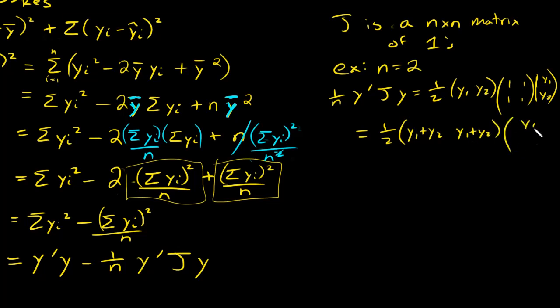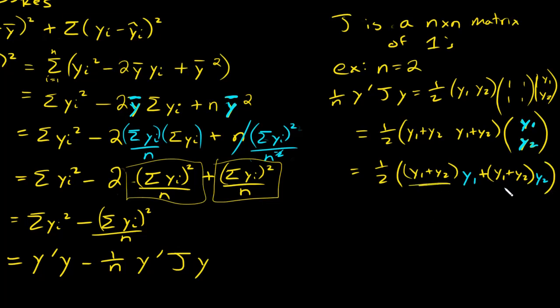Okay, times y1, y2. Then what do I have here? Actually, let me use a different color for these so that it's nice and clear what I'm about to do. When I multiply this, I have this guy times that guy, this times y1. And then you add that to this guy times that guy, times y2.